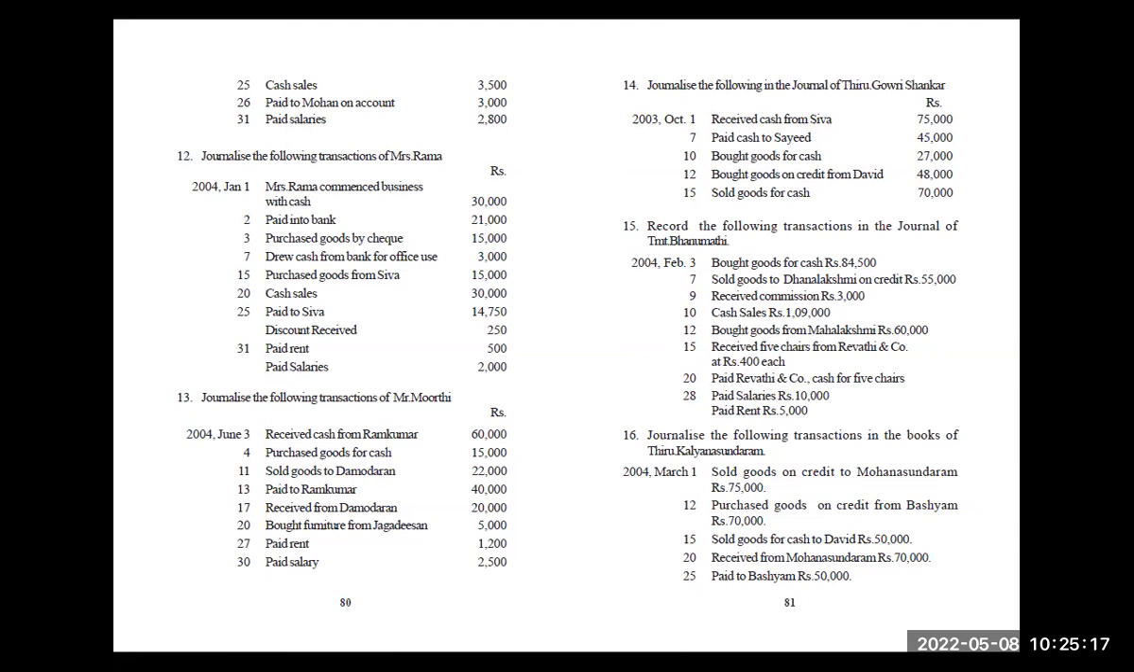20th March, received from Mohan Sundaram rupees 20,000. Mohan's account debited to cash account, 20,000 rupees being cash received from Mohan. Okay. That's what he told, he told it the other way. So cash account debit to Mohan account, rupees 20,000, cash received from Mohan.